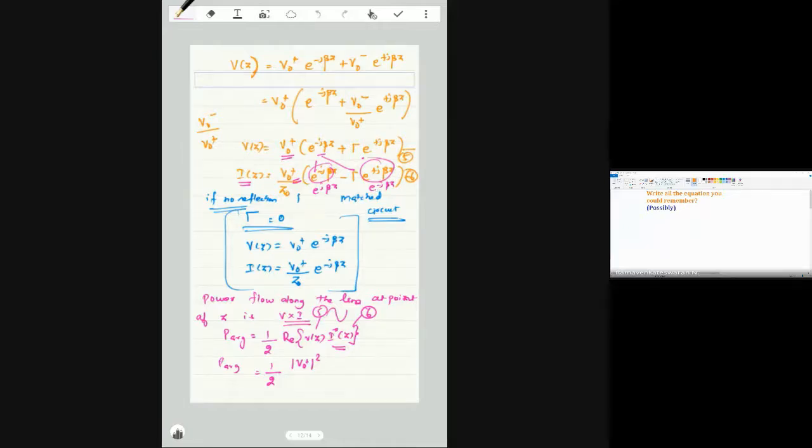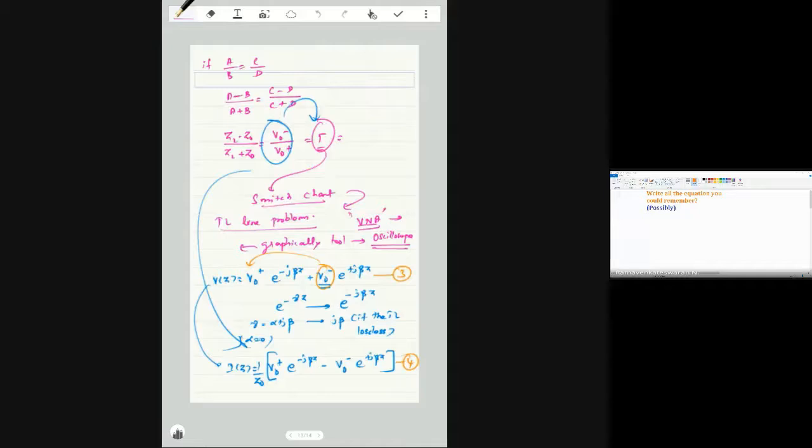Again, gamma can also be a complex number, and impedance can also be complex. It can be written in polar format as a magnitude and e to the j theta, or in rectangular form with a real part and an imaginary part. So if you take the conjugate, this becomes a conjugate.